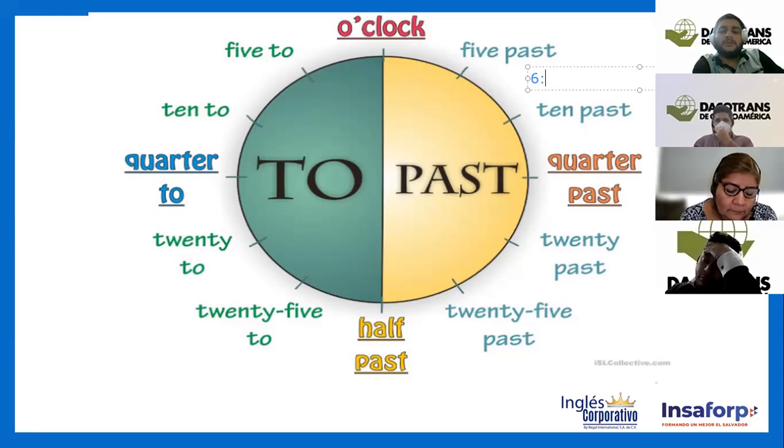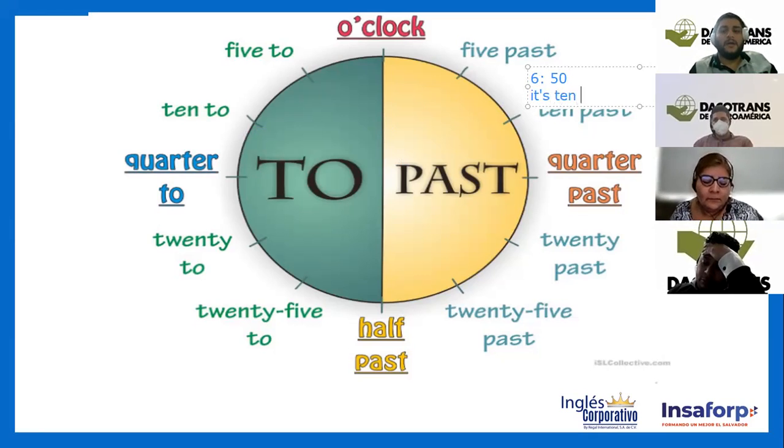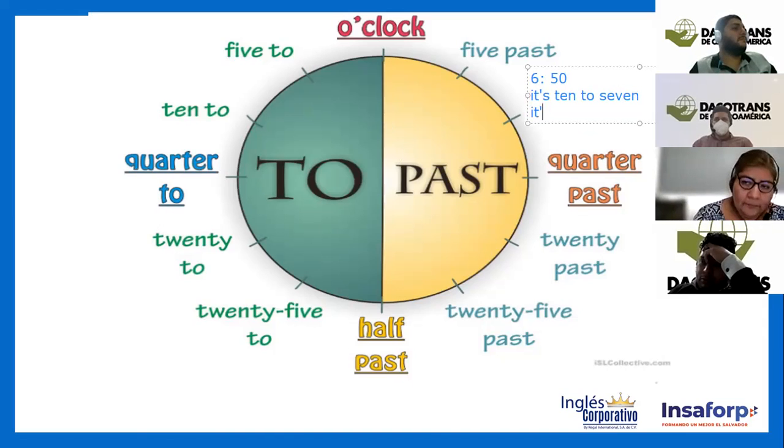Tenemos el reloj, digamos, a 6:50. La primera forma de decir sería it's. ¿Cuál es la primera forma? It's 10 past... it's 10 to 7. Okay. Otra forma, it's. ¿Qué otra forma? Es la más sencilla. It's 6:50. Yes. It's 6:50.